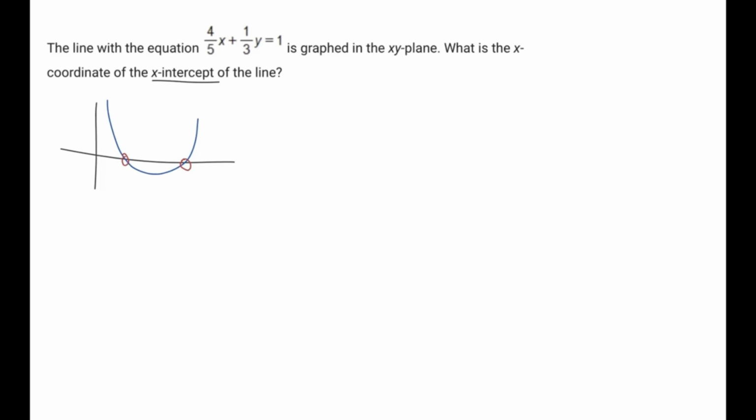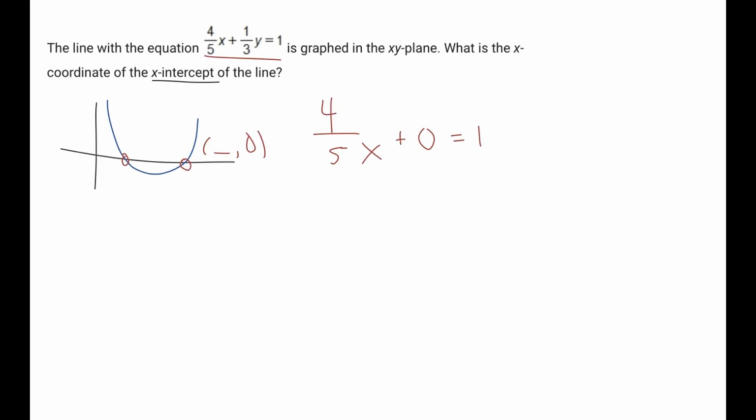The zeros. And so at these points, if you were to write out the coordinates, you would have 0 as your y value, right? Because whatever x value you have, it outputs a y value of 0. And so in our case, we know that the y value in this equation has to be 0 if we're representing it to find the x-coordinate of the x-intercept. So then we have 4/5 x plus 1/3 times 0 is 0. So plus 0 equals 1. And now we can just solve for x, because y was 0, that means we're solving for the input that gets us 0 as y.